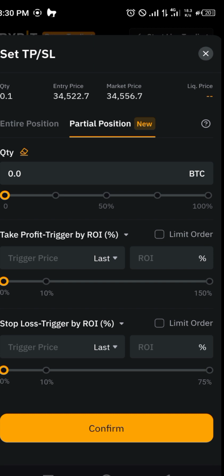So these are just how to place your stop loss and how to set your take profit.